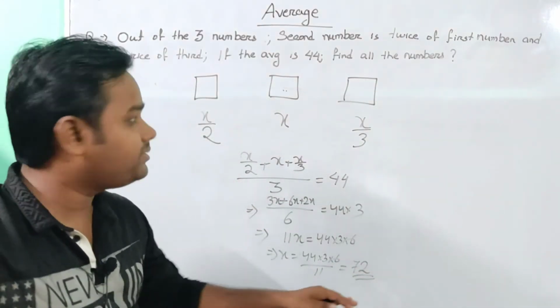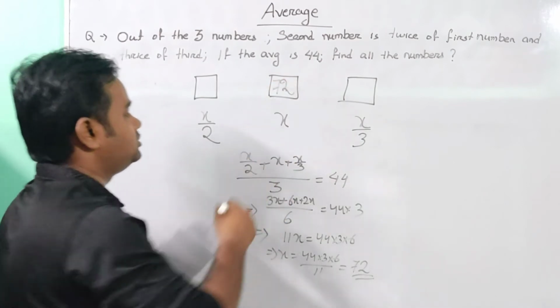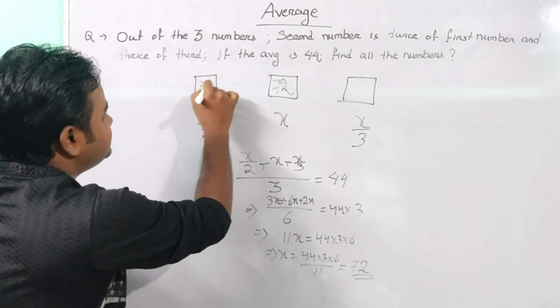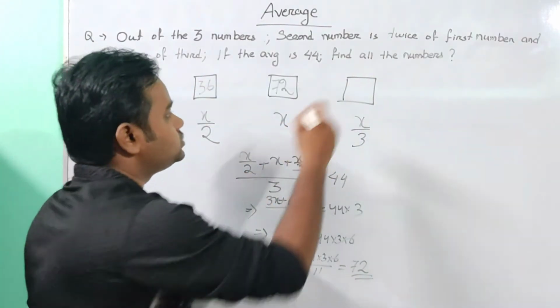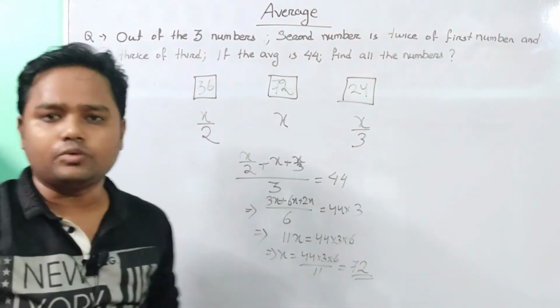If x is equal to 72, then the second number is 72. So the first number will be half, which is 36, and the third number is 1 by 3, which is 24. So we have got the 3 numbers. Now let's go for the next question.